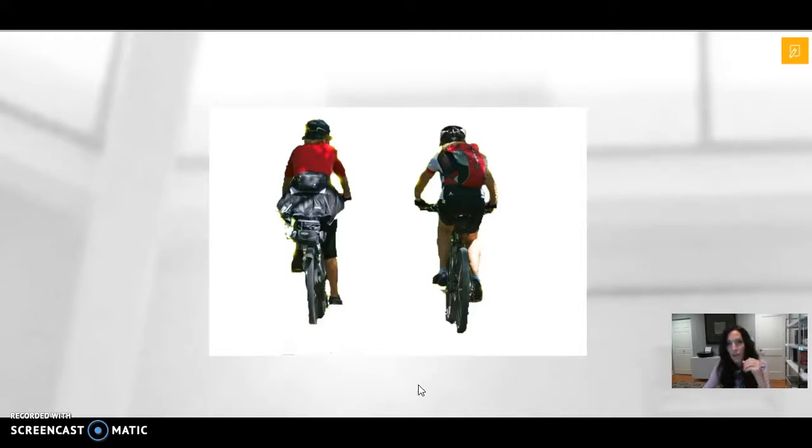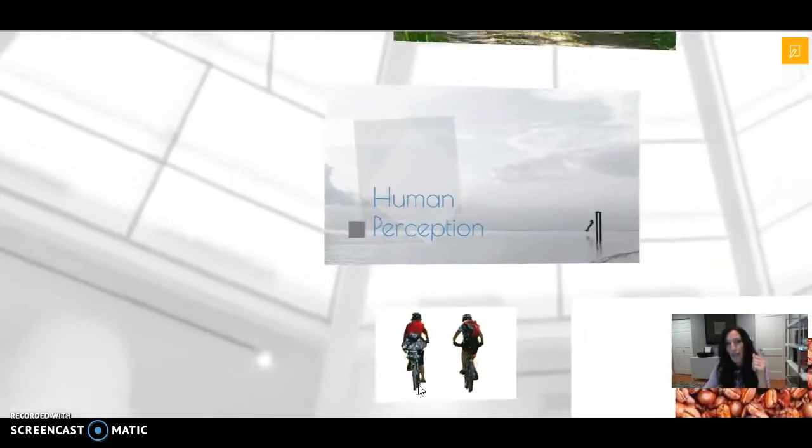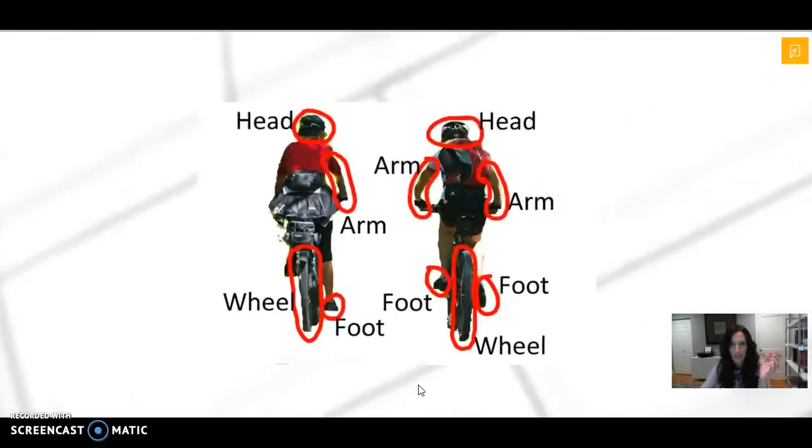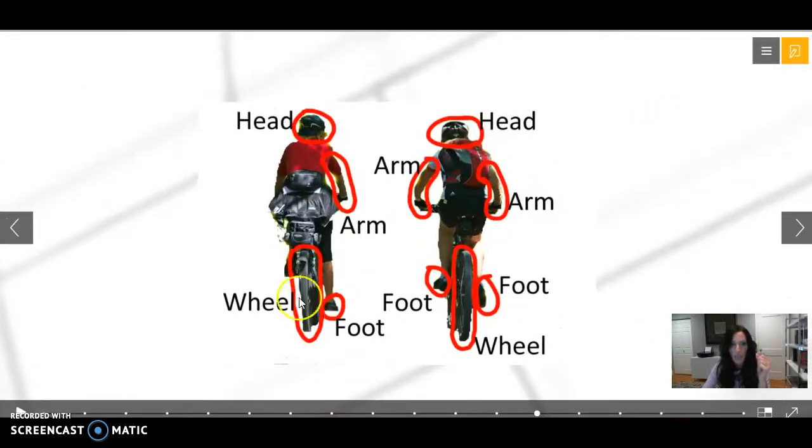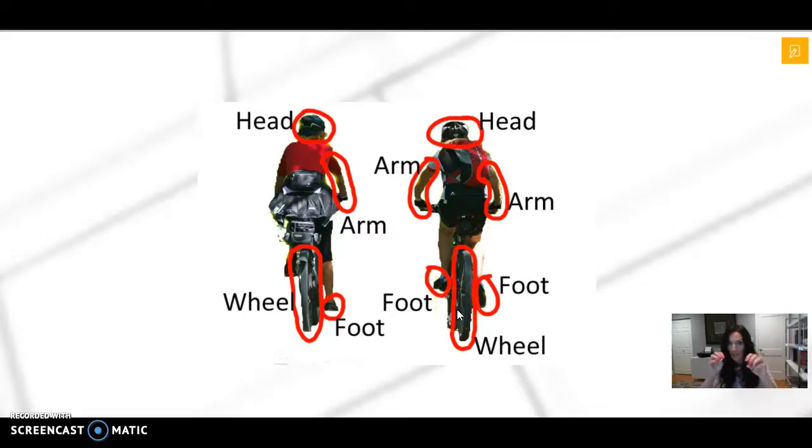Then, it's not quite sure at the moment exactly what those two things are, but it breaks it down a little further and it says, okay, I can see a wheel, I can see a foot, I can see an arm, I can see a head, and the same on this side. On this side I can see an arm here and an arm here, foot, and wheel. So it's starting to piece those little bits together to find out what they are.